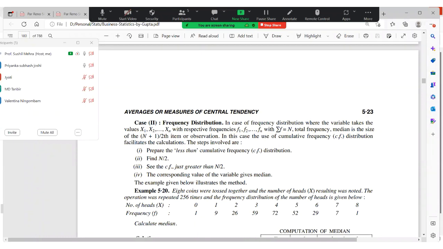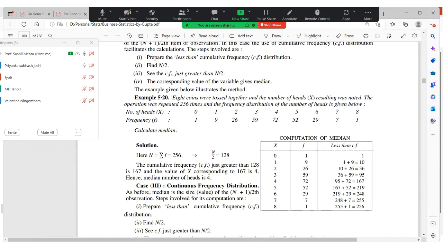Now, for this calculation, the median is the size of the (n plus 1)/2 th item. Generally, see, n is 256, right?